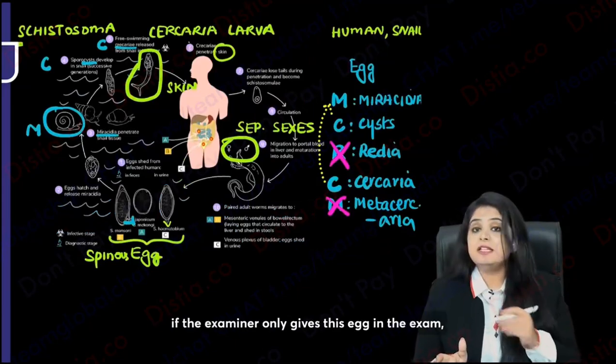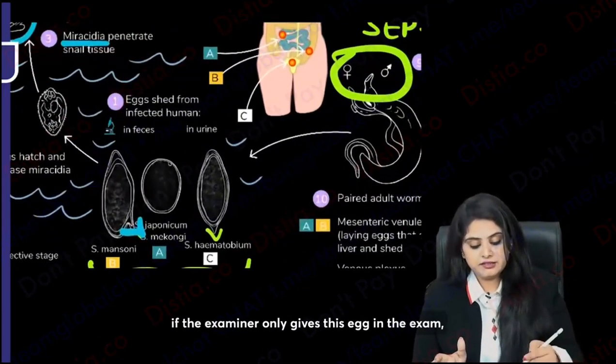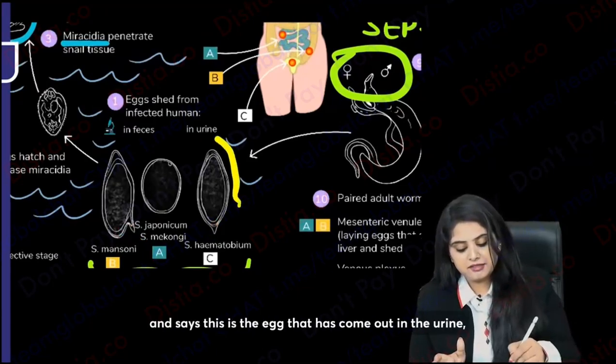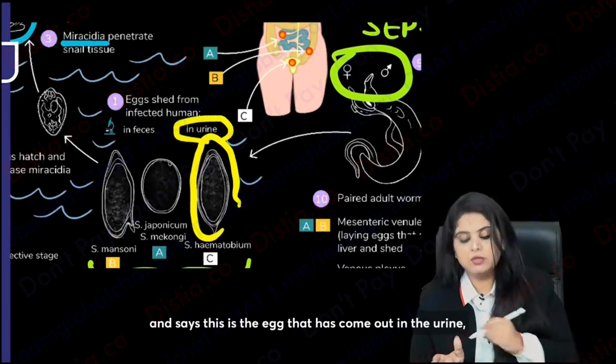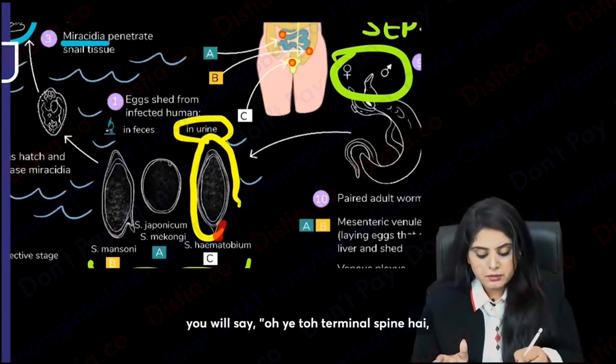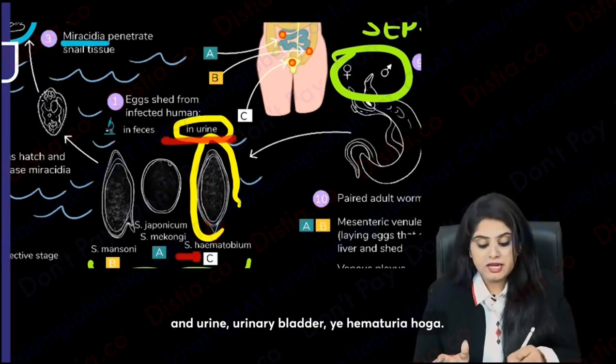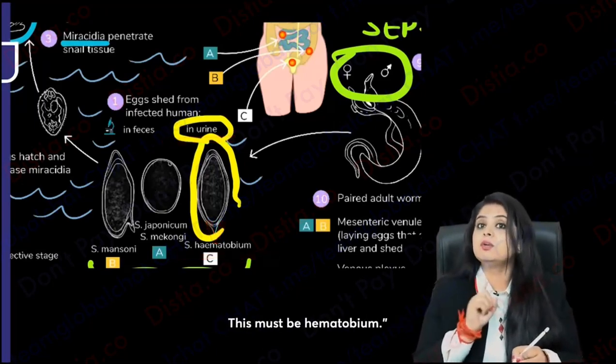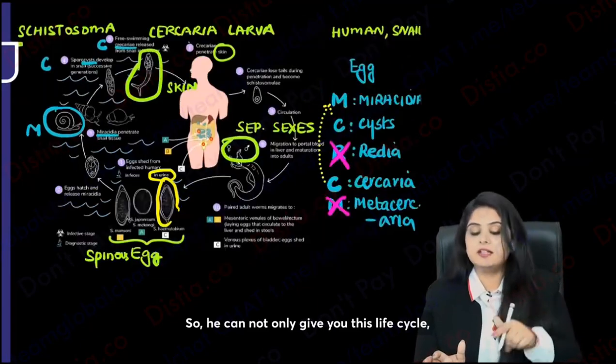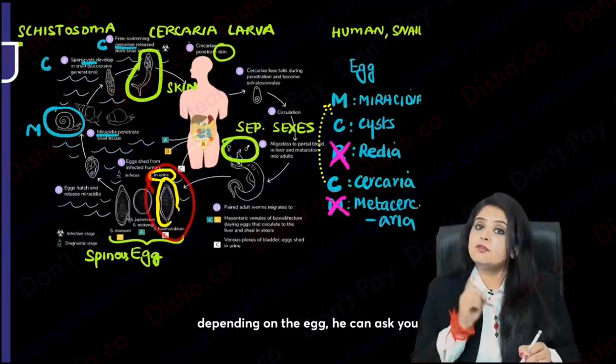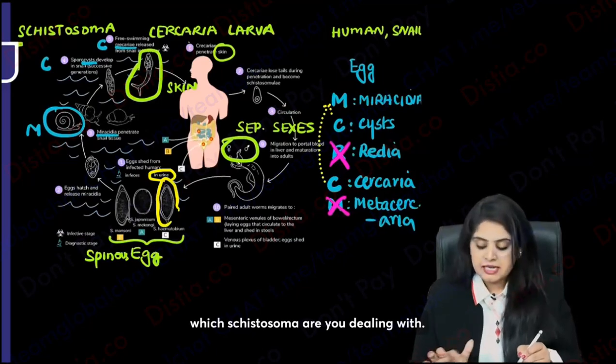So now if I give you that life cycle one more time in your life, and say that the examiner only gives this egg in the exam and says this is the egg that has come out in the urine, you will say, oh, this is a terminal spine, and urinary bladder, so there will be hematuria, this must be hematobium. So he can not only give you this life cycle, depending on the egg, he can ask you which schistosoma you are dealing with. Let's move further.